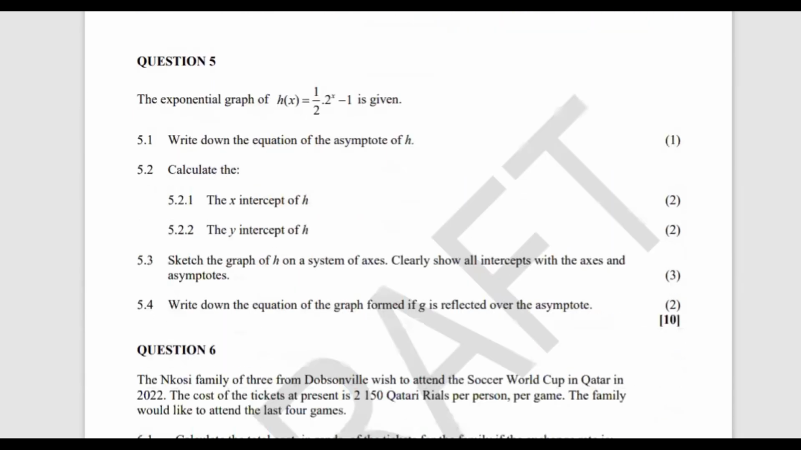Then question number 5, still to do with functions. Exponential graph is given. Write down the equation of the asymptote. So the last part we said is always the asymptote. So I'm going to say y is equal to negative 1. Calculate the x-intercept. We said y has to be a 0. Where there is y, remember I said h of x, k of x, everything of x is always the y. So 0 is equal to a half times 2 to the x minus 1.